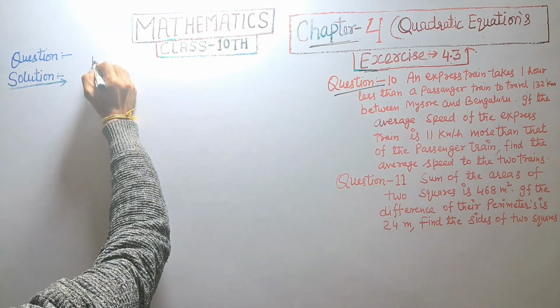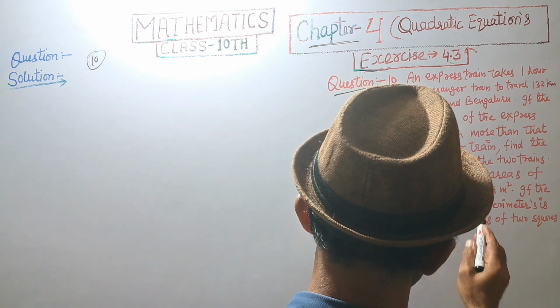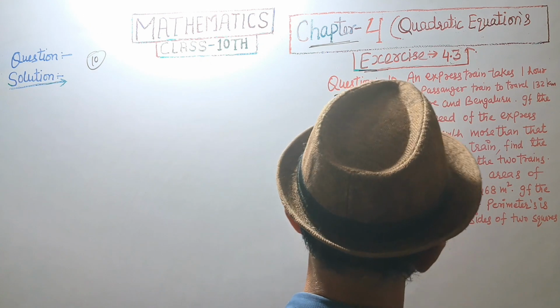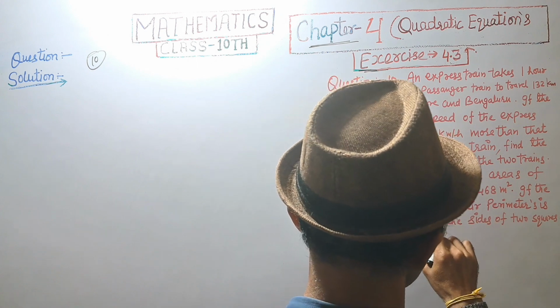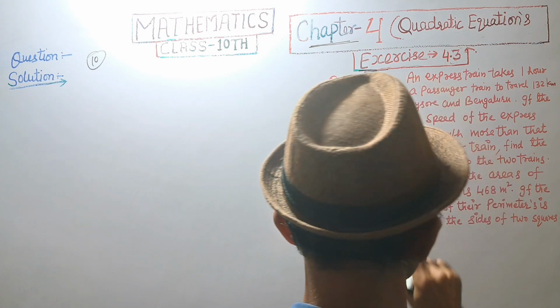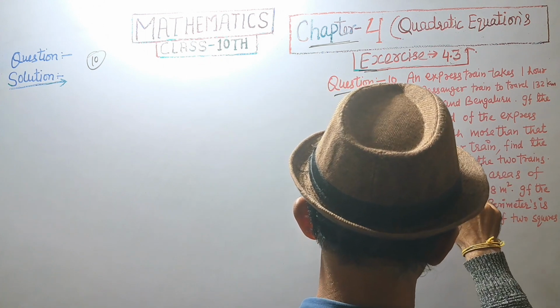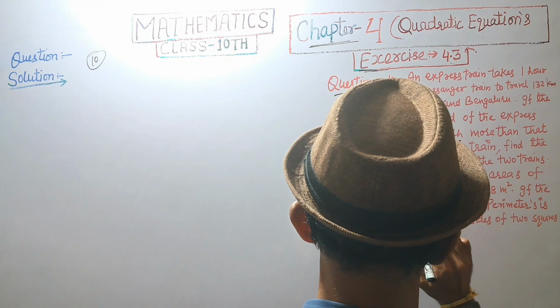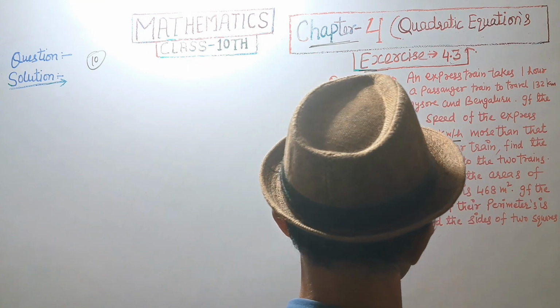Question number 10. An express train takes 1 hour less than a passenger train to travel 132 km between Mysore and Bengaluru. If the average speed of the express train is 11 km per hour more than that of the passenger train, find the average speed of the two trains.